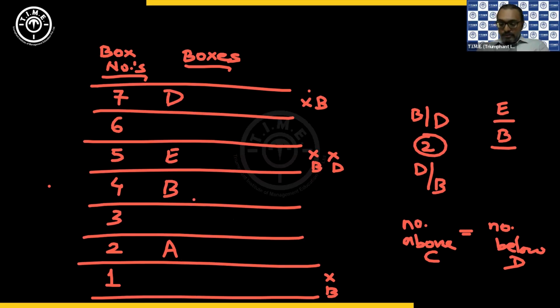Then I can have D in the 6th position. But the point is, I also have to satisfy this condition: the number above C is the same as the number below D. So I can have C in the 1st position. Now, if I have D in the 6th position, then I need to have C in the 2nd position, because the number has to be the same.